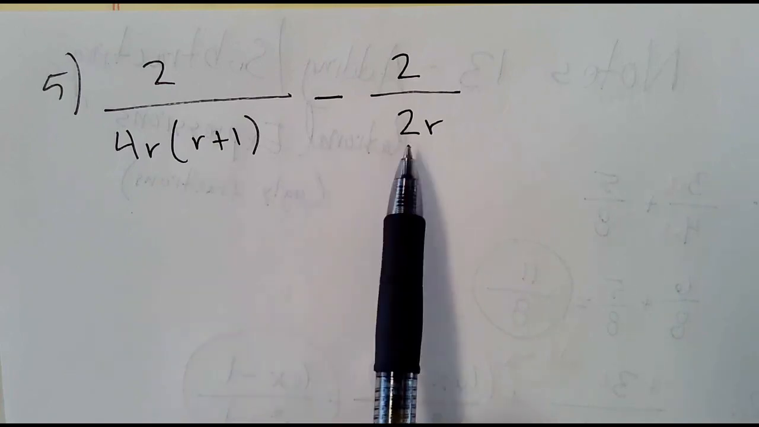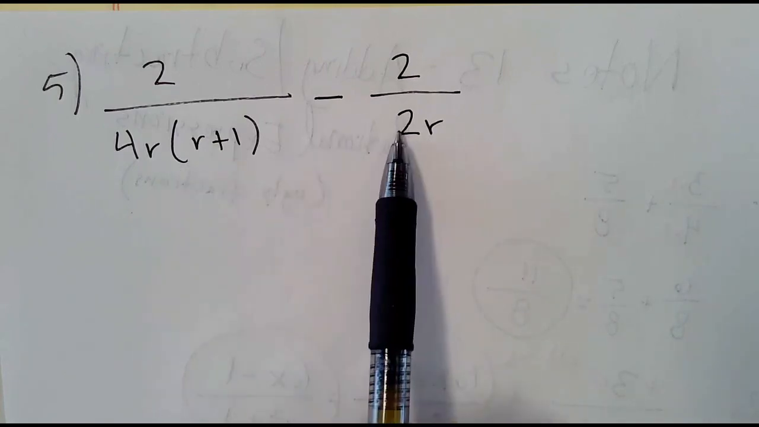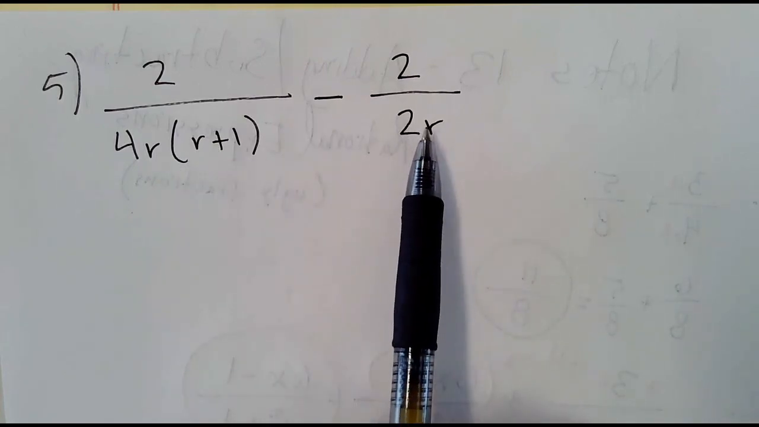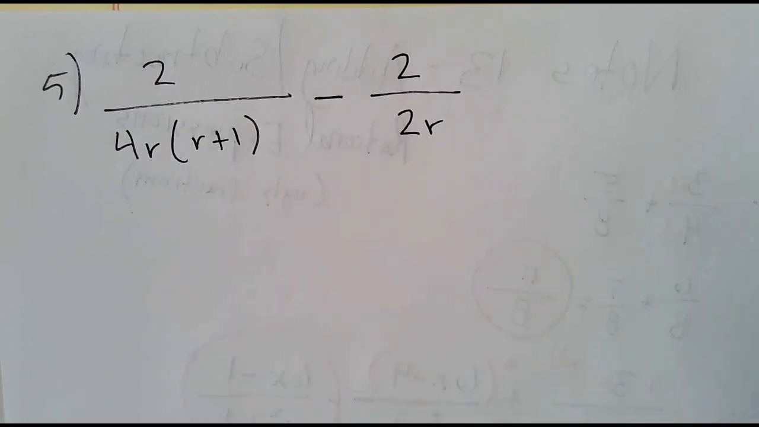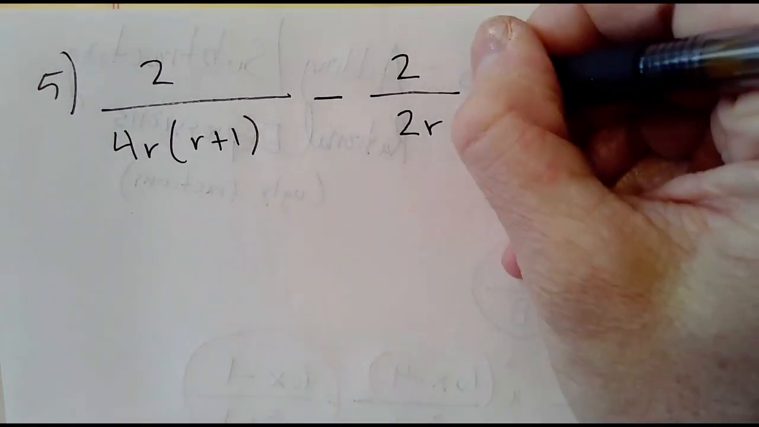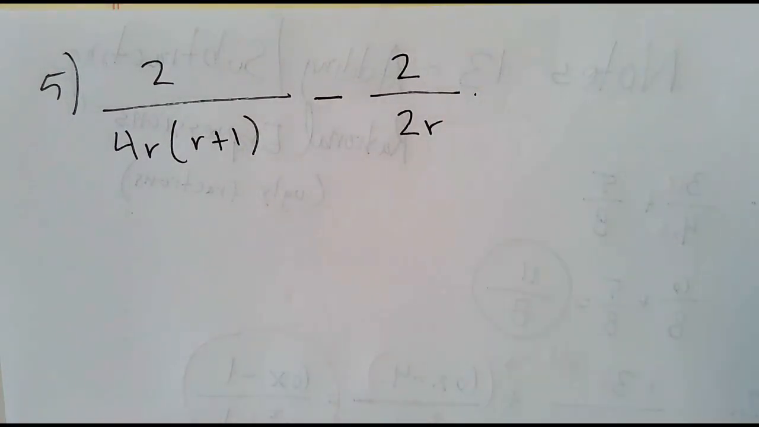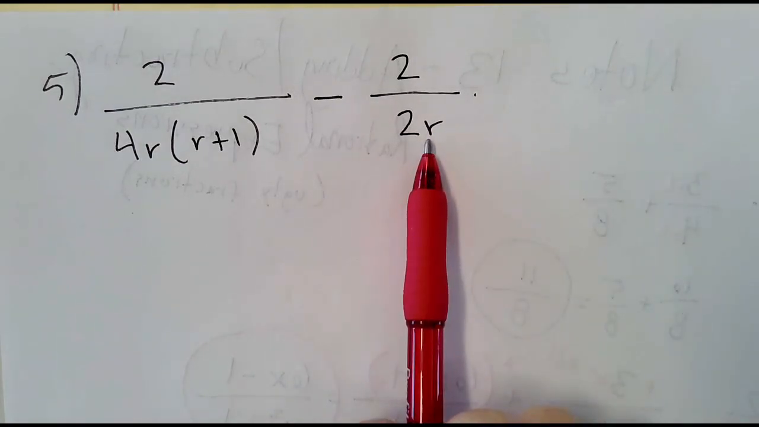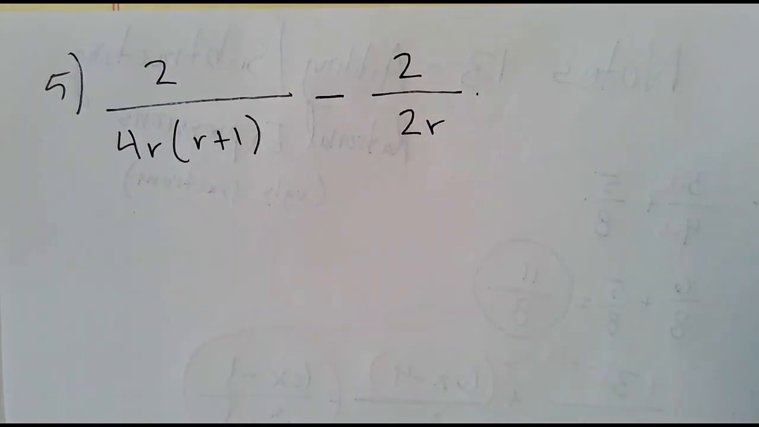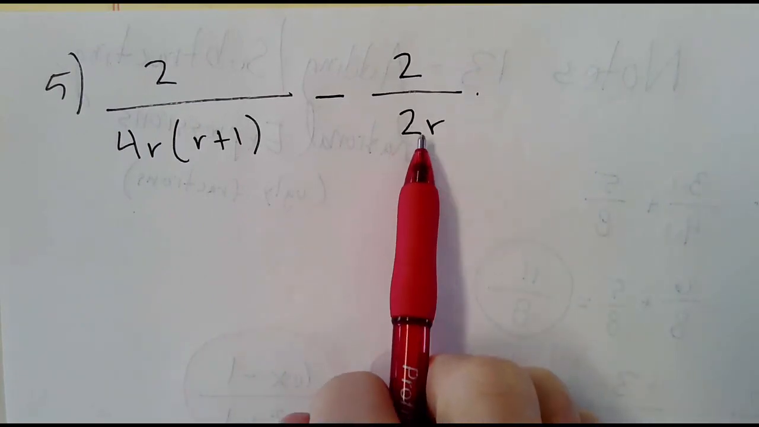Not. So we need to look and see what factors are missing from, say, this one, so that we can get it to look exactly like this one. They all need to be the same in order to do the subtraction we have here. So what am I going to do? Well, if this is a 2r, what do we multiply 2r by to get 4r? 2. So I'm going to want to get a 4r on this side.